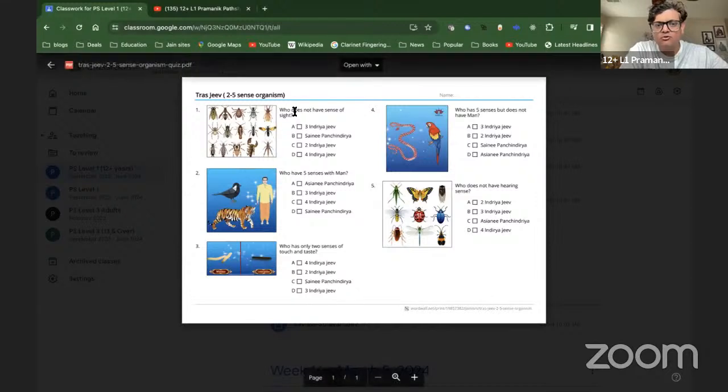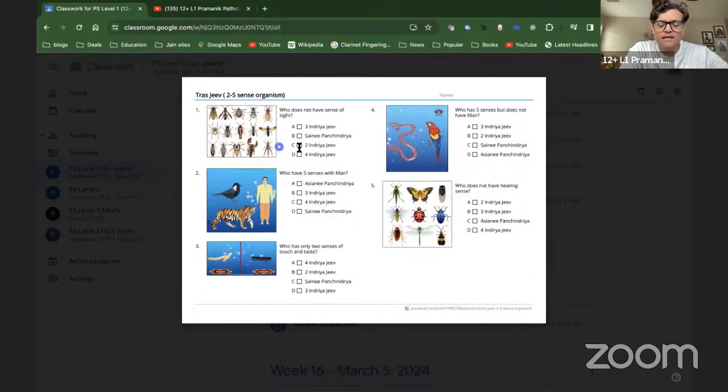So the answer would be, who do not have sense of sight? I would say number A and number C. ठीक है ना? क्योंकि सैनी पंचेंद्रिय कौन होते हैं? सैनी पंचेंद्रिय जीव्स are those jeevs who have five senses, they are five sense organisms. Four sense organisms and above already have the sense of sight, because sense of sight is the fourth in the order: touch, taste, smell, and sight, and then hearing, है ना? So the right answer is A and C.